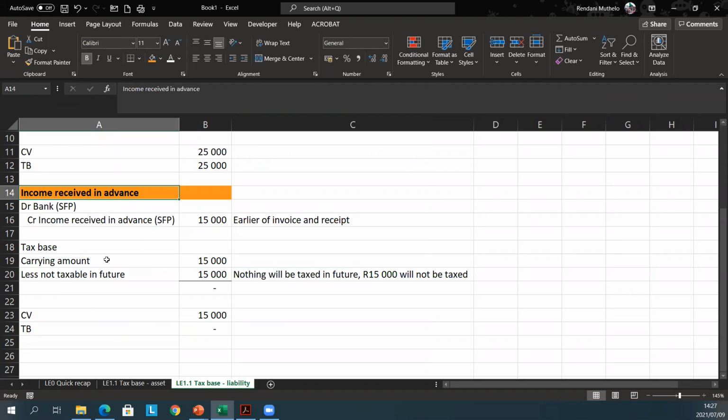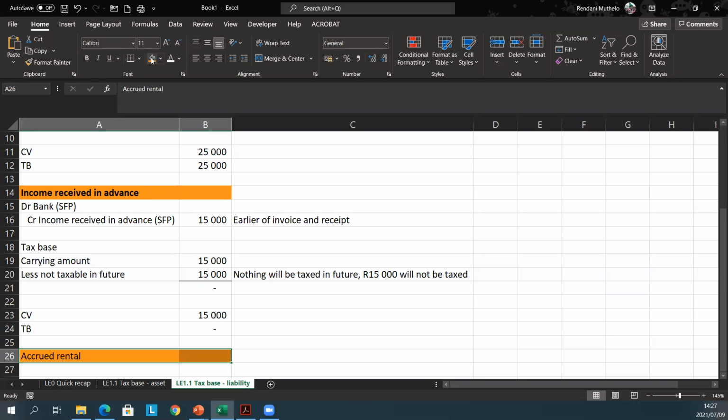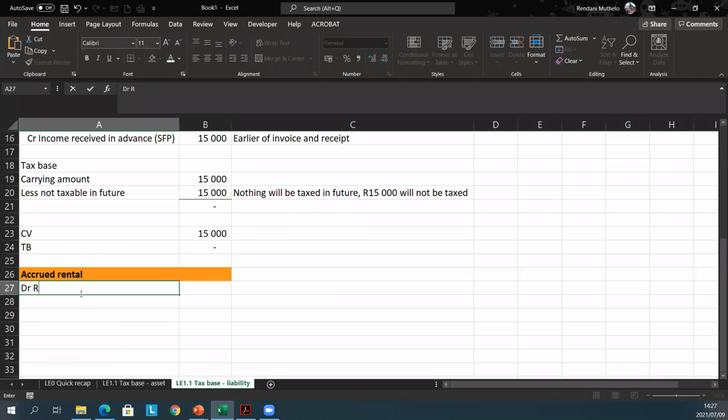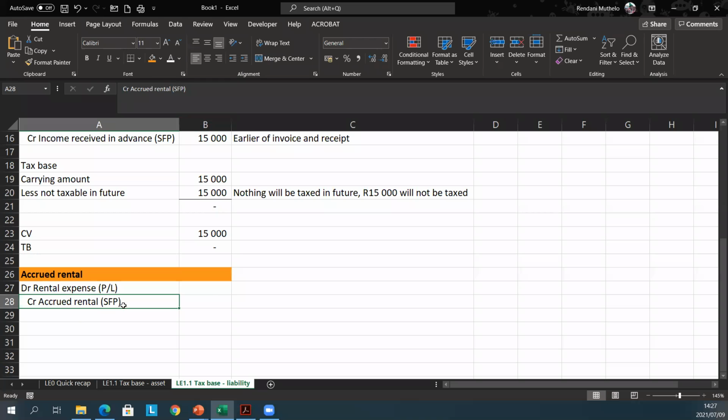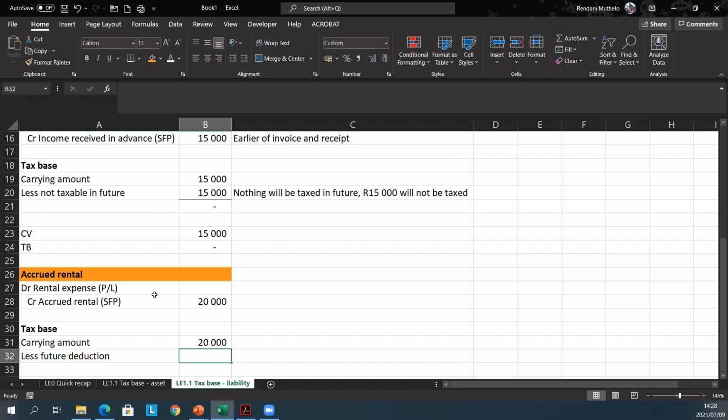Then the last one is the accrued rental. I'm sure you are seeing where we are heading with this. How will you process this? You will debit the rental expense because you have received your rental bill, and you will credit accrued rental. Is this related to income or cost? This is related to cost, and that is 20,000. So which definition do we apply? The one that says the carrying amount less future deductions. What are the future deductions?